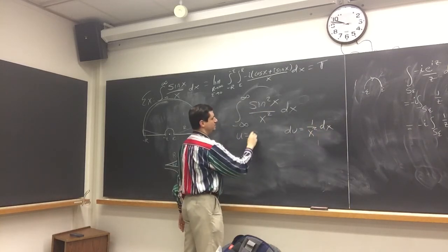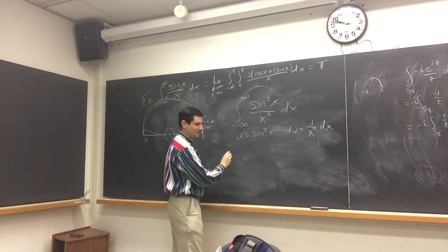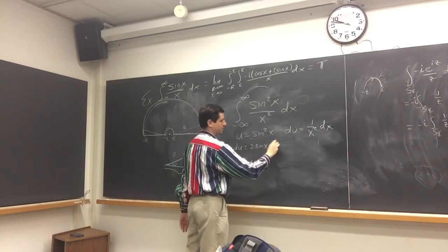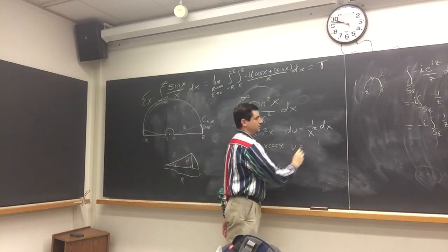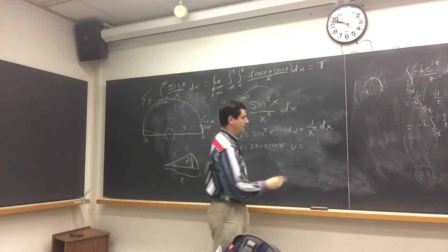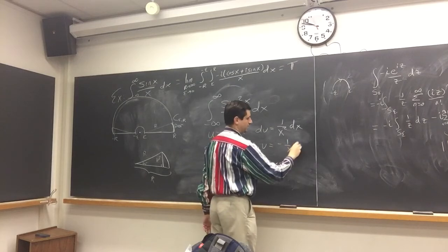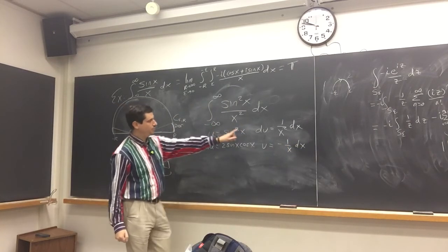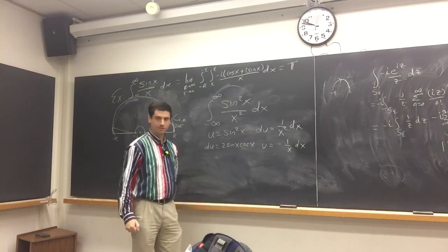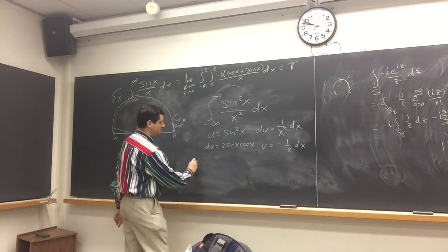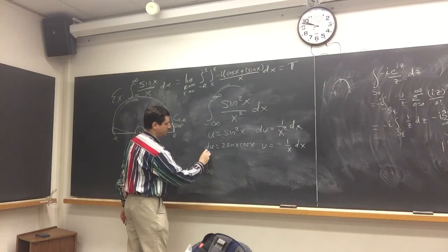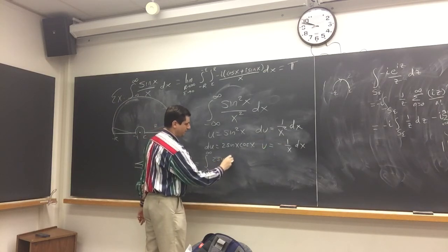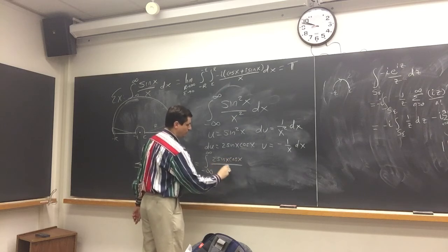And then u is sine squared of x, du is 2 sine of x cosine of x. And what's v? Negative 1 over x dx. The boundary terms will vanish in the limit. When I have uv, the boundary terms vanish, and I get that this integral is equal, from minus infinity to infinity, the negatives reinforce, to the integral of 2 sine of x cosine of x over x dx.